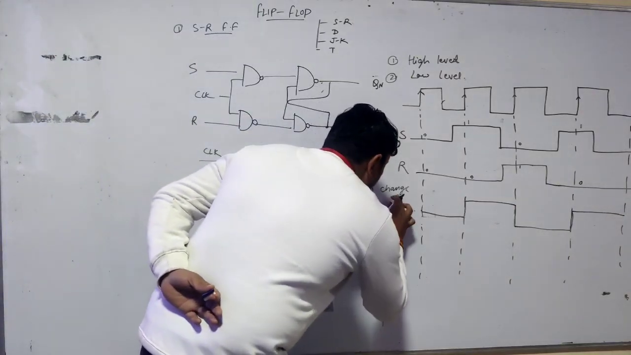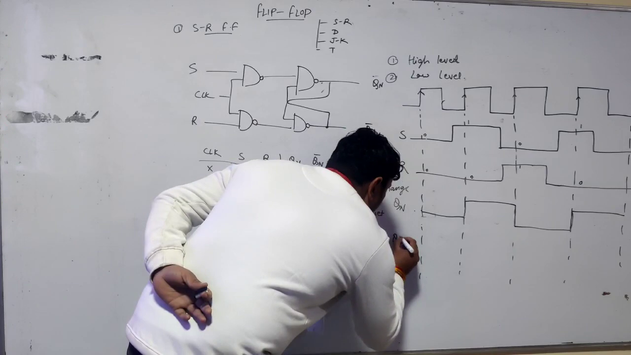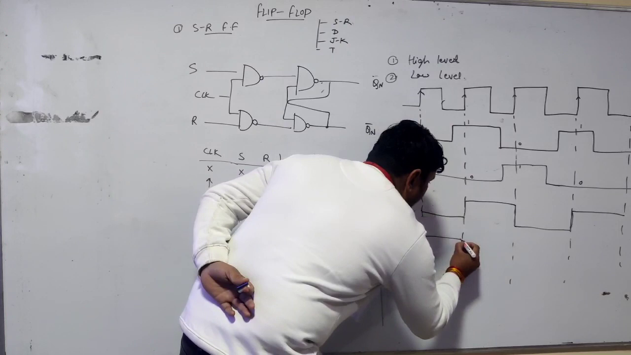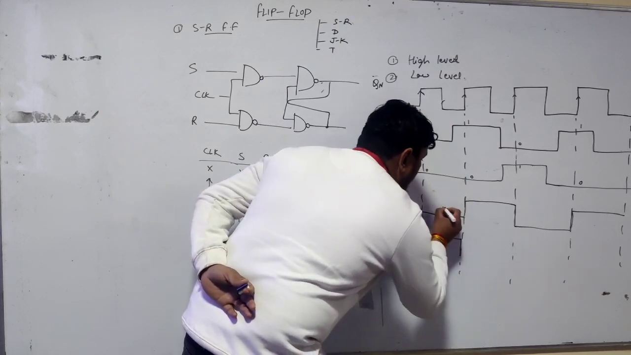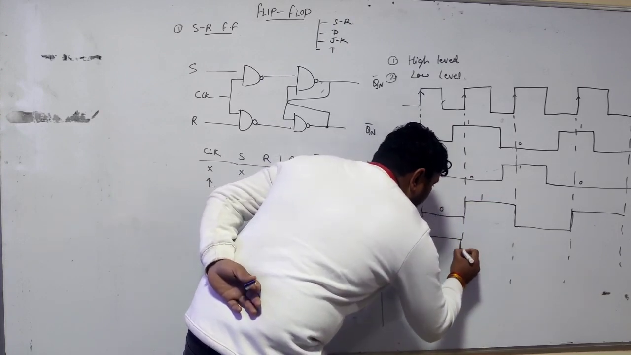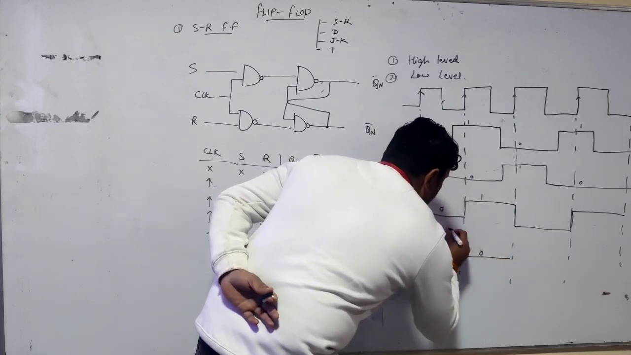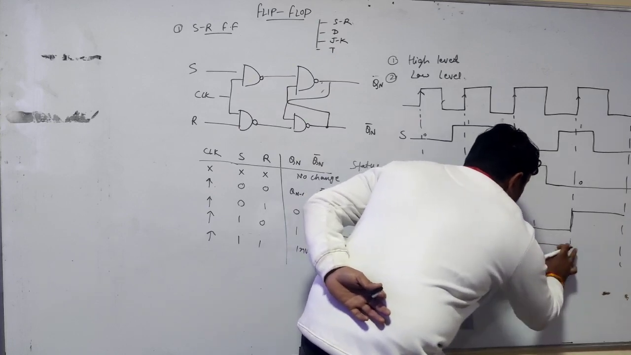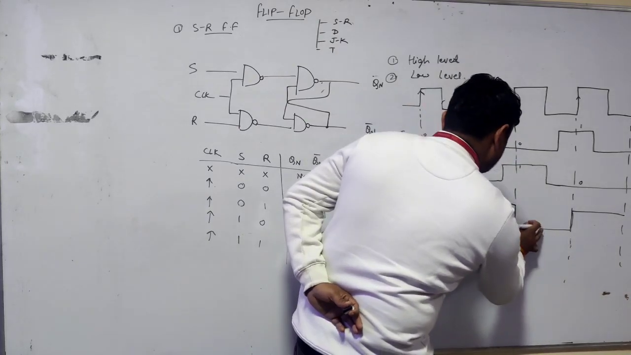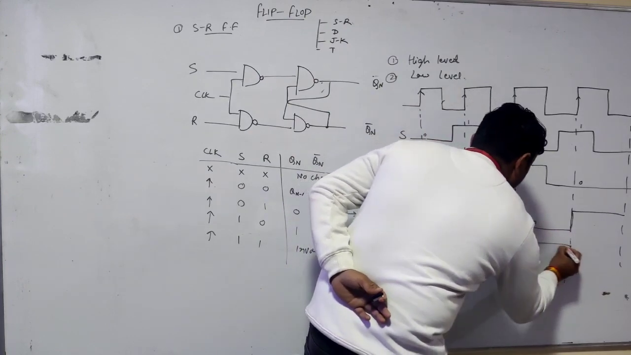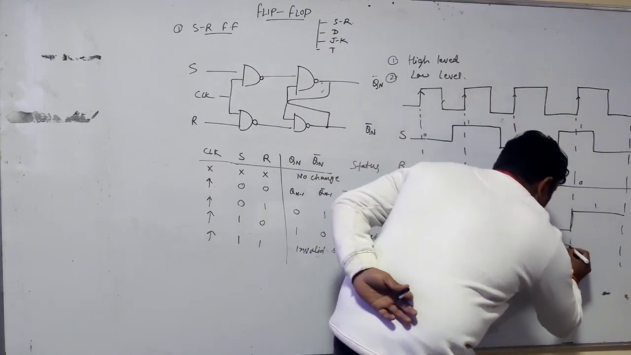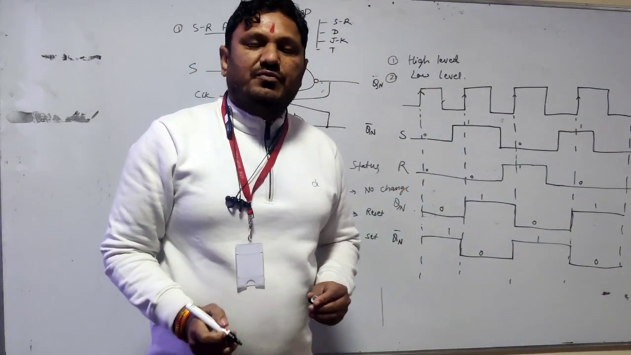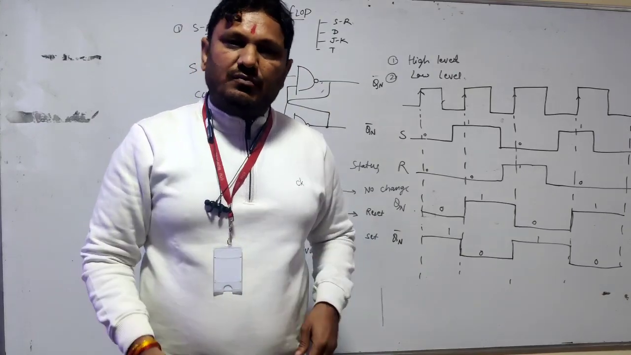And again Qn bar. Qn bar is just the opposite of this. Here you have 0, then 1. Here you have 1, then here 0. Here you have 1, then Qn bar is 0, then this is 1. Again here you have 1, then it is 0. Then this is about the waveform of SR flip-flop.